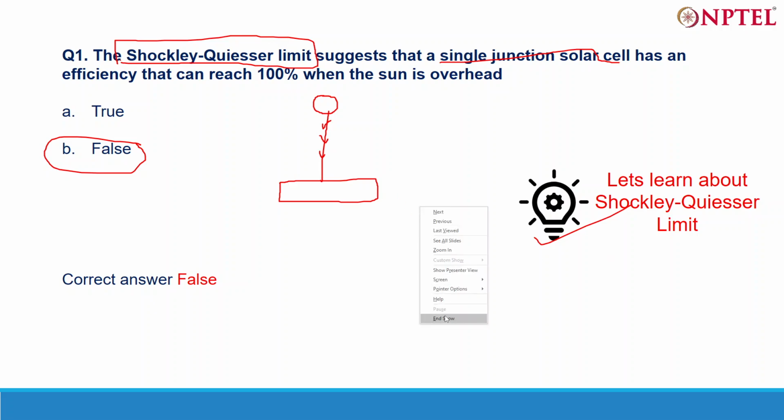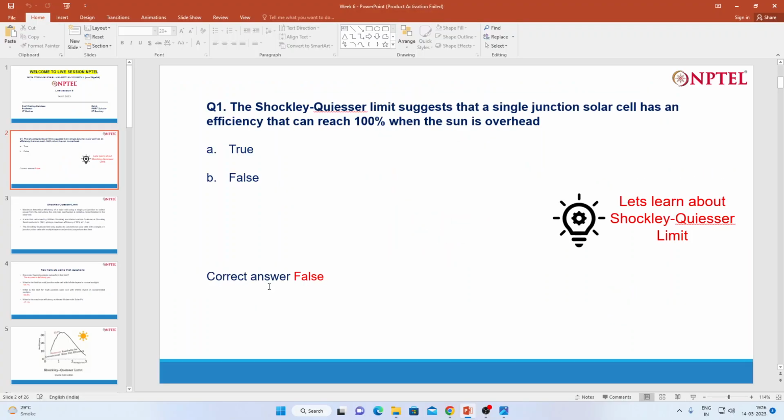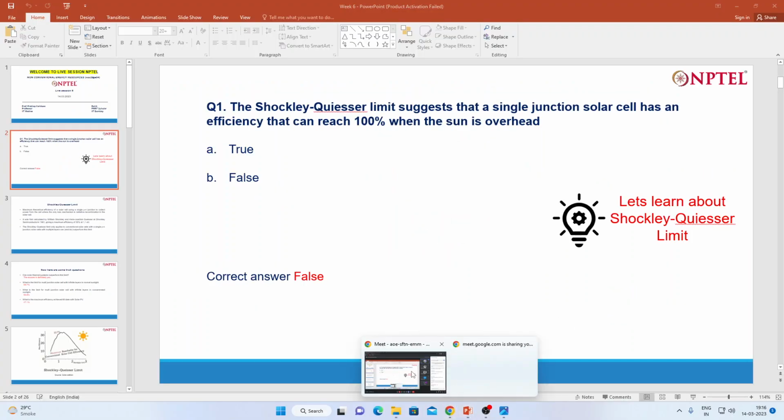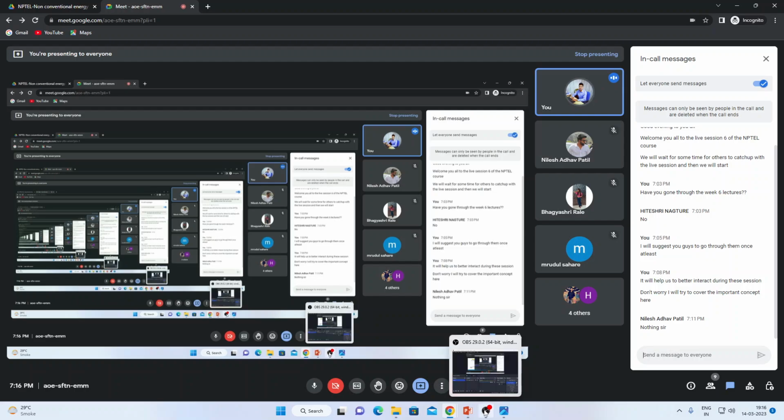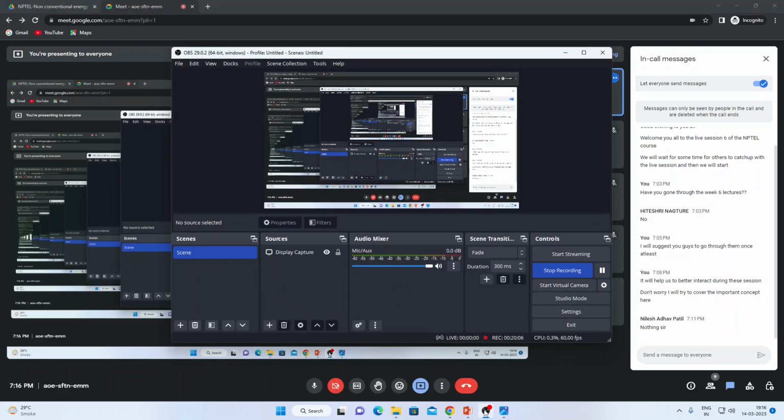Before that, let me see if anybody wants to join, because many people join late in the session. Okay, nobody wants to join. You can also ask your questions in the in-call messages. You can type it here, and I can read your messages if everything is going fine.